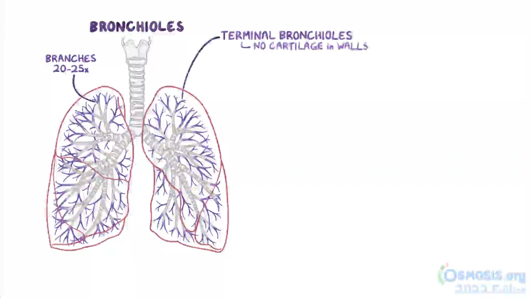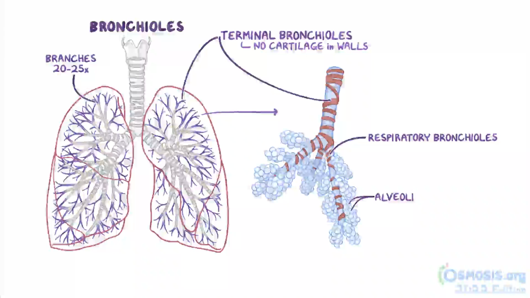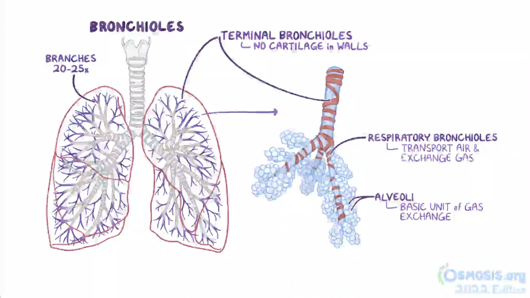Each terminal bronchiole gives rise to several generations of respiratory bronchioles, which have scattered alveoli, or thin-walled outpouchings, extending from their lumens. The pulmonary alveolus is the basic structural unit of gas exchange. Due to these tiny structures, the respiratory bronchioles can transport air and exchange gas.